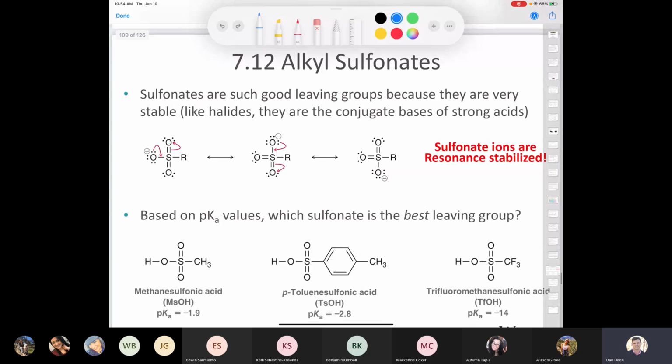So the reason why sulfonates are such good leaving groups is, again, they're the conjugate bases of strong acids. And why would they make strong acids? Because when they lose a proton, you end up with a sulfonate that is resonance stabilized. That's super stable. Why is chloride a good leaving group? Because when it's by itself, it's stable. So why is tosylate or mesylate or triflate a good leaving group? Because what's left over is stable. The sulfonate is stable.